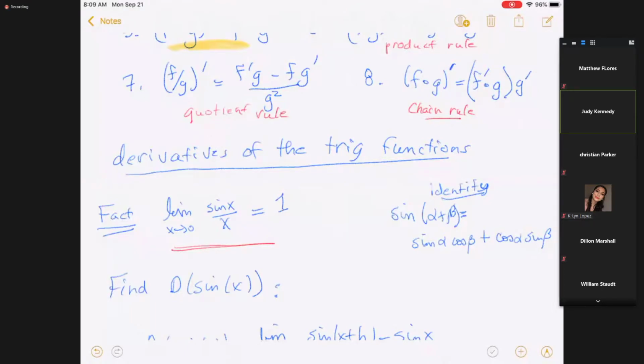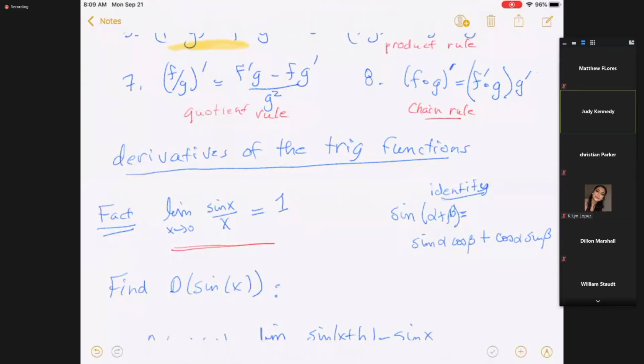There's another tool called L'Hopital's rule that you're not going to learn about this semester. You'll learn about it next semester. It's a really powerful tool for evaluating some limits. That could be used to show this pretty quickly, but we don't know that yet. But let me just show you a graph.